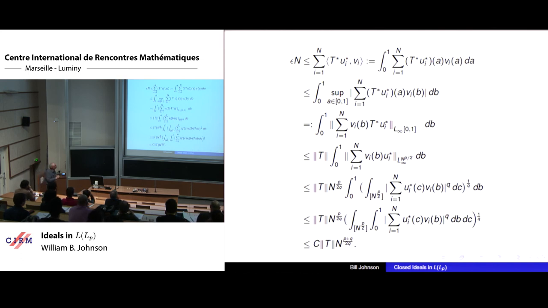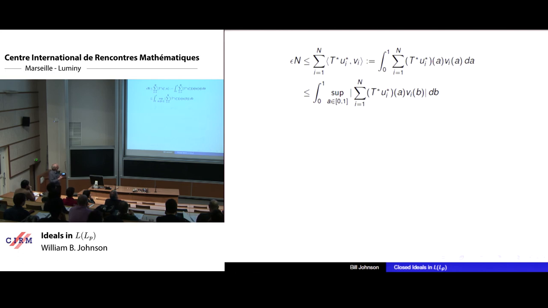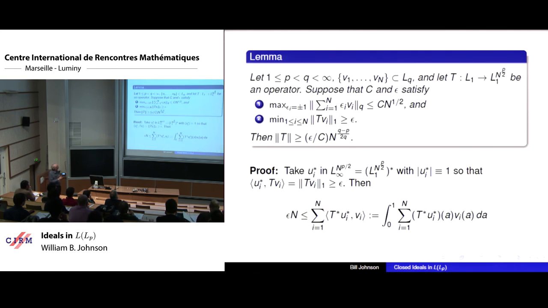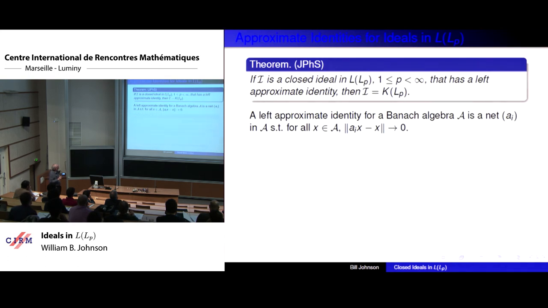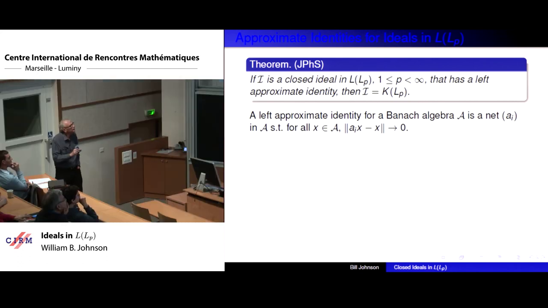So this is a trivial proof, but I think the lemma is nevertheless surprising, and certainly we know it's useful to do some things. So let me go back to this result, one of the main results in this other paper that we're doing, this one with Chris Phillips, in which we're showing no left ideal in the bounded linear operators on LP has a left approximate identity except for the compact operators.